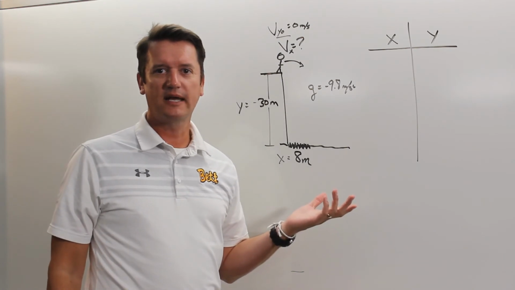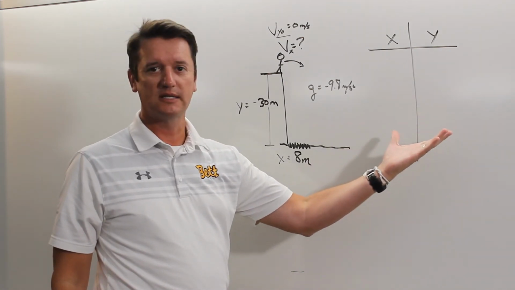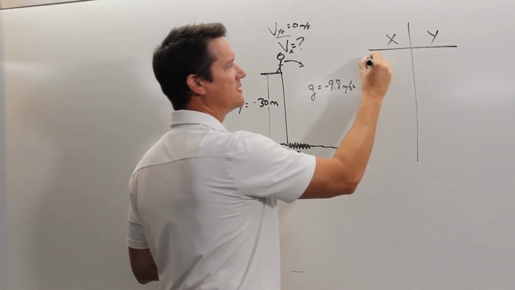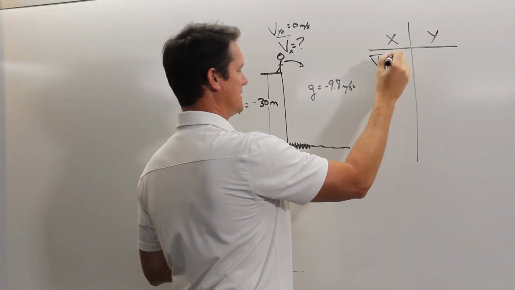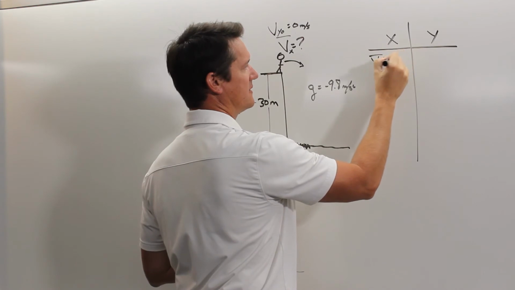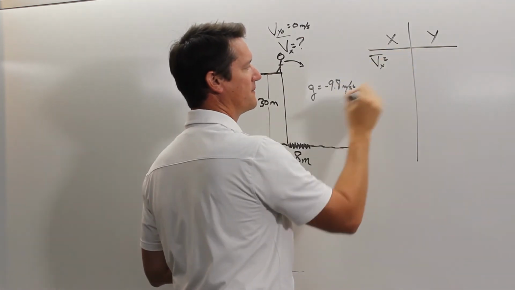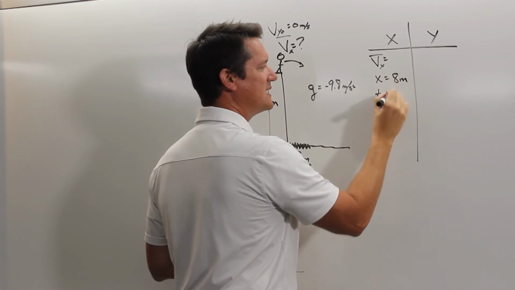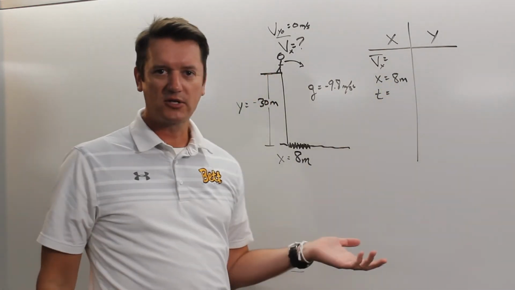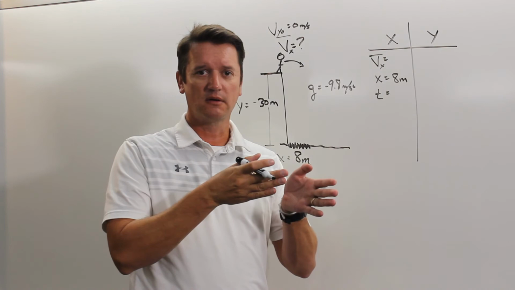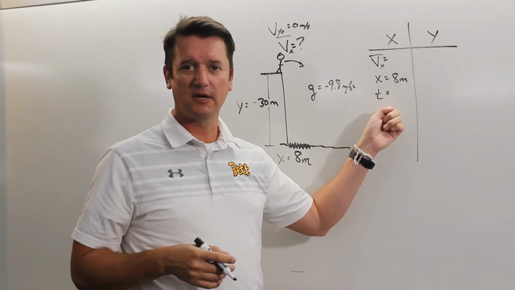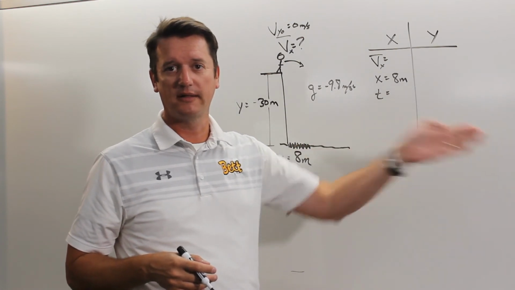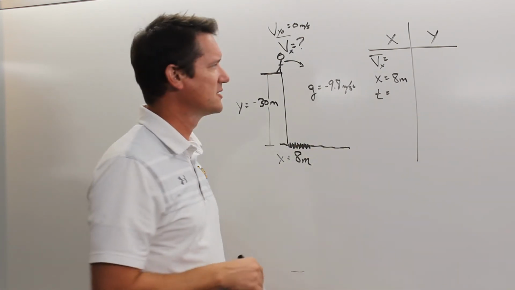I think it's a good idea to move that information into this table so that we can organize our variables. So in the x direction, V average is what I want to find. That's what I'm looking for. I do know x, it's 8 meters, but I don't know t. In the x direction, since there's no acceleration, those are the only variables that I'm ever going to need, right? Distance equals rate times time is what's going on in that direction. The y direction is a little more complicated.